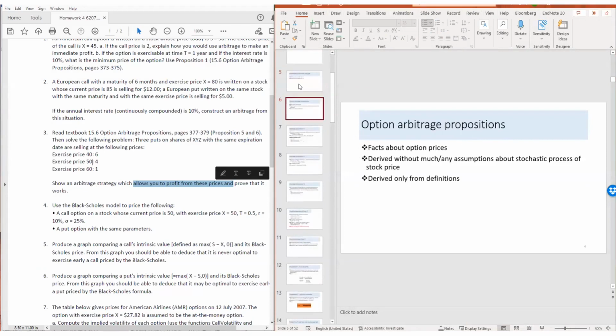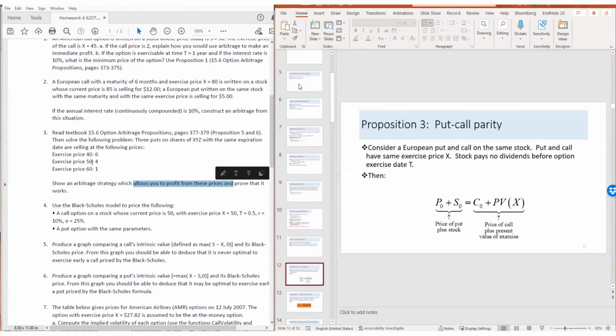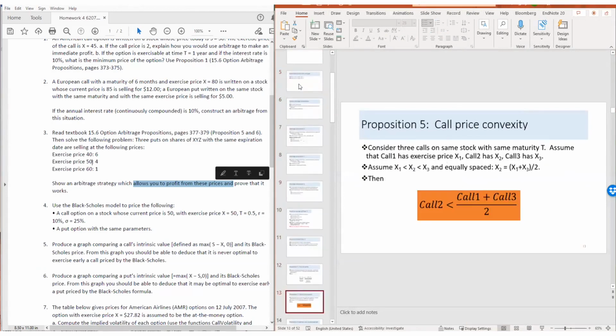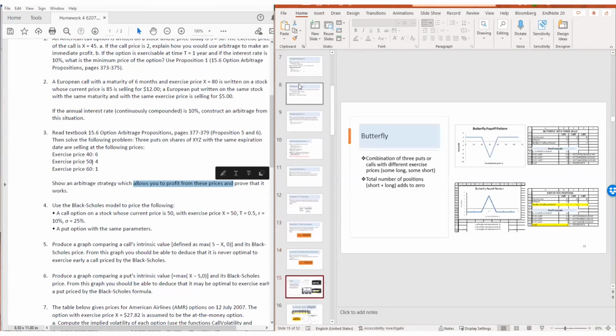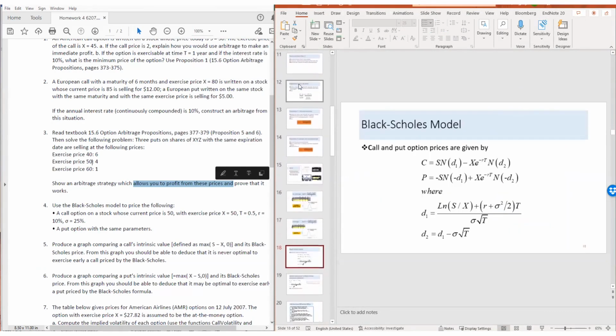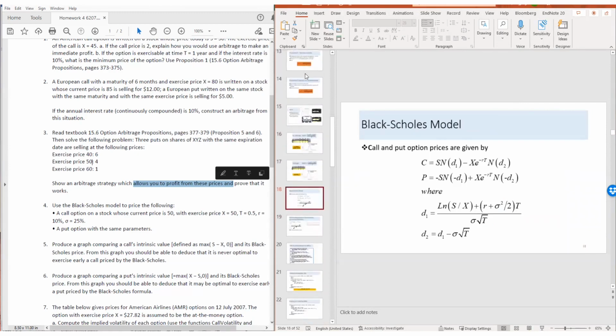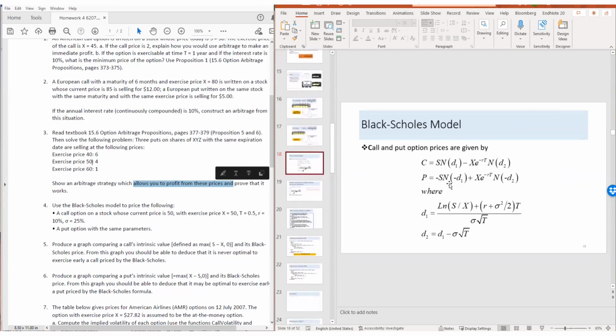Now, this should conclude these couple of propositions. I again strongly suggest that you read the textbook chapters. The final thing about the option chapters is the Black-Scholes model. So here's the Black-Scholes model.